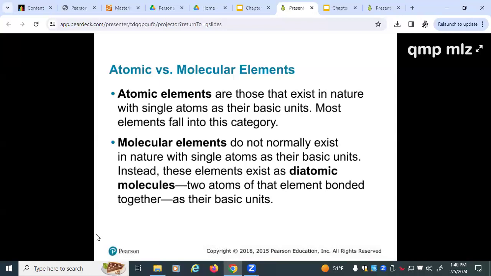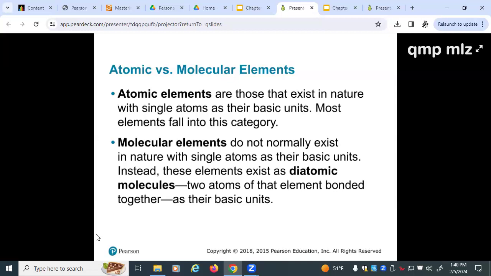We've made some allusions to this in the past, but we're going to state it more explicitly now. Elements can exist both as atomic and as molecular kinds of compounds. So how do I know which one is which? The atomic elements are the ones that tend to exist as singular atoms. And for the most part, most elements fit into this category.